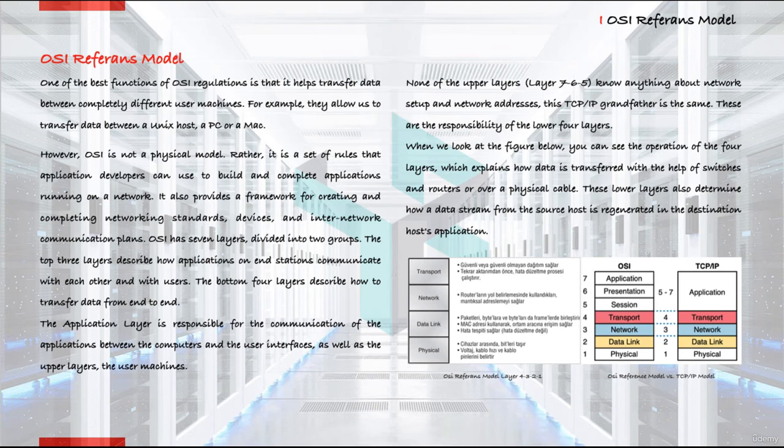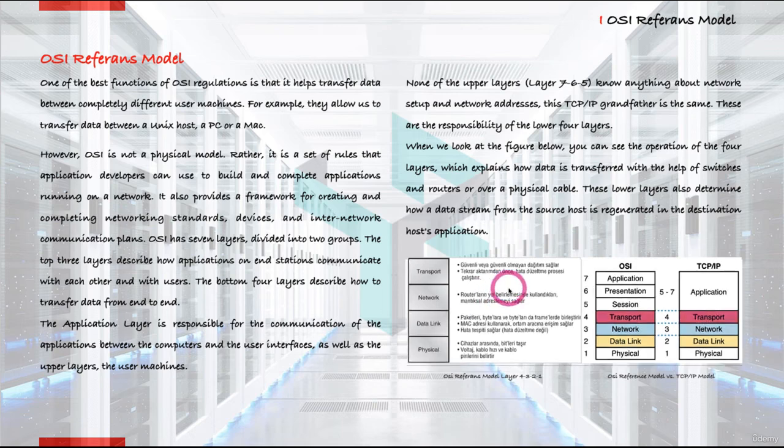When we look at the figure here, we can see that there are 4 layers working that explain how data is transferred with the help of switches and routers and over a physical cable. These sublayers also specify how a data flow from the source host is generated again in the destination host's application.